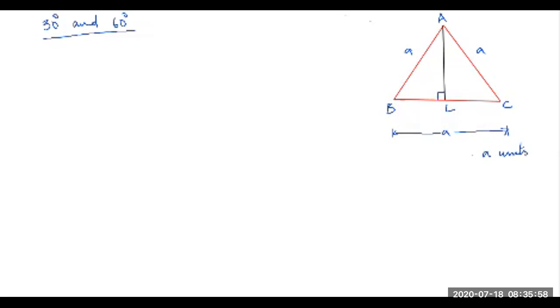All the sides of triangle ABC are the same, equal to A units. Now students, I draw perpendicular AL perpendicular to BC. Now if I see triangle ABL and triangle ACL, you see students, AL is equal to AL because it is common.